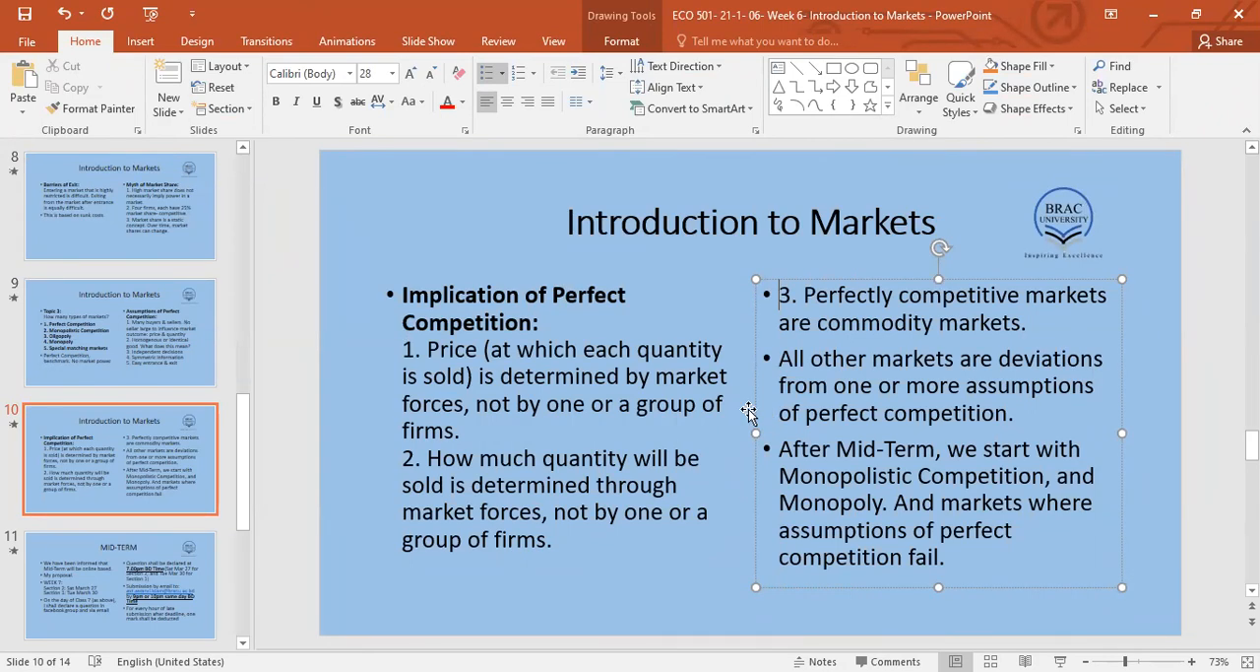After the midterm, we are going to look at deviations from each of them with various case studies. So after the midterm, we start with monopolistic competition and monopoly. And we also look at markets where the assumptions of perfect competition will fail. Now, can I give a 5-minute break now?